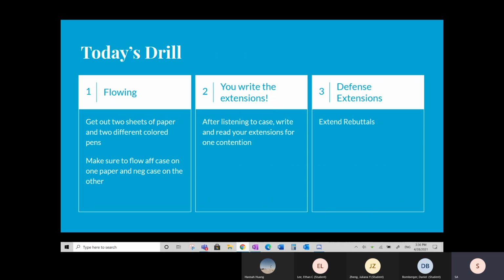Okay, so what we're going to be doing today is practicing extensions, and then we'll pretty much be done. First, everyone should get out 2 sheets of paper and 2 different colored pens. And then I'm going to read 2 cases. I'm going to read an AF case and a neg case, and it's still on the pharma topic. The United States should impose price controls on the pharmaceutical industry. So y'all will need to flow the AF case on one paper and then the neg case on the other.